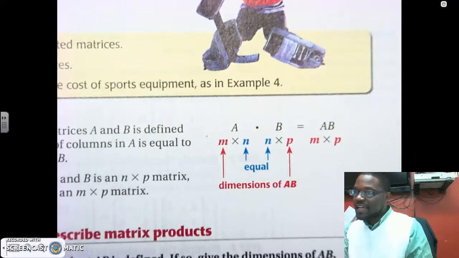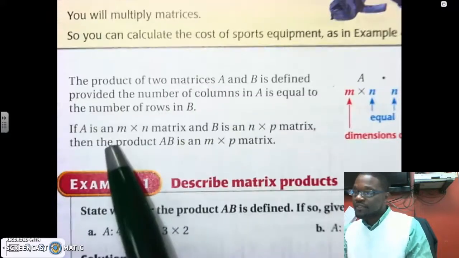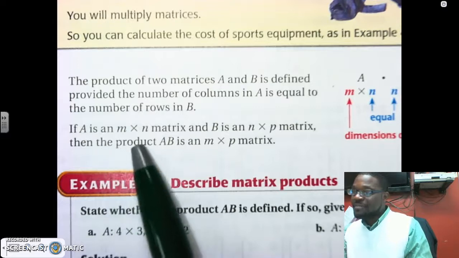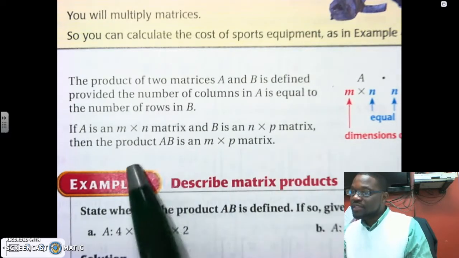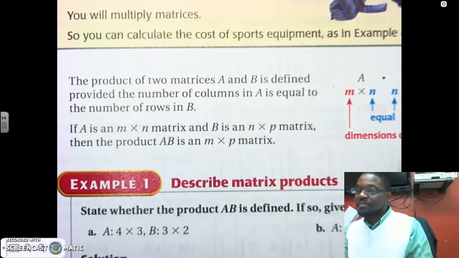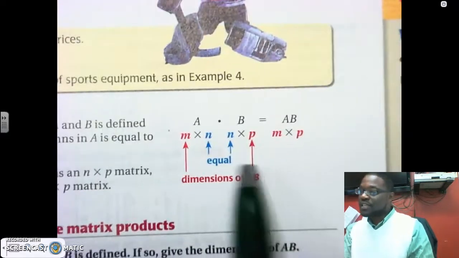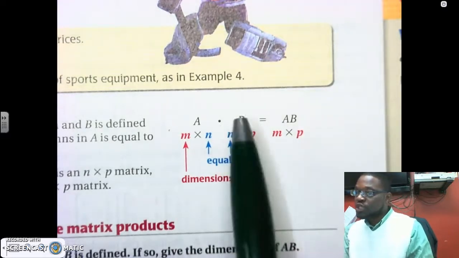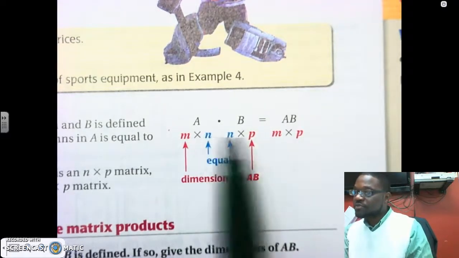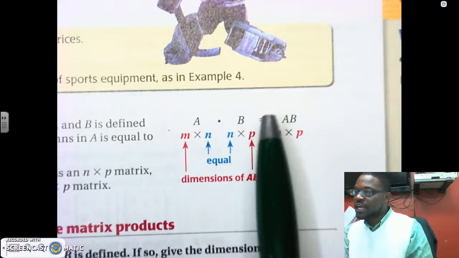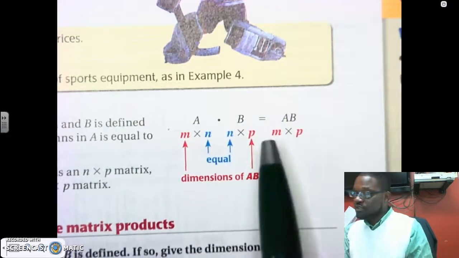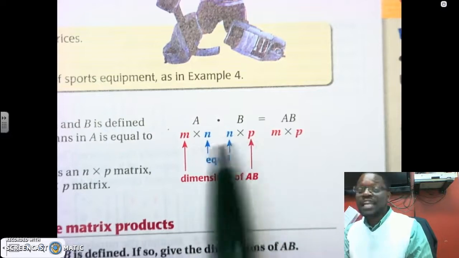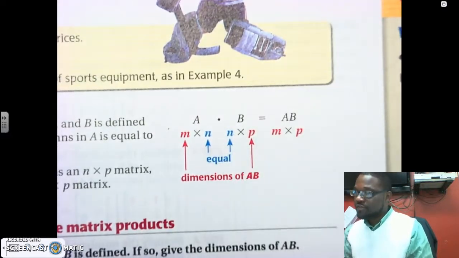It says if A is an M by N and B is an N by P, then the product is M by P. So basically the point is, as long as the rows and the columns are the same here in the middle, you know that they can be multiplied, then the outer dimensions are going to be the new dimensions, okay? So if they're not equal, you cannot multiply. So this is the part you need to have down.